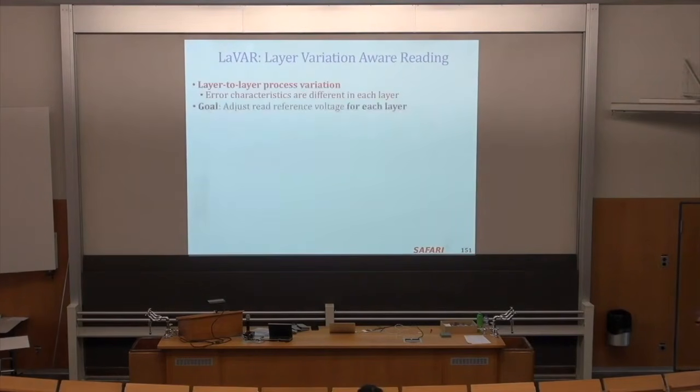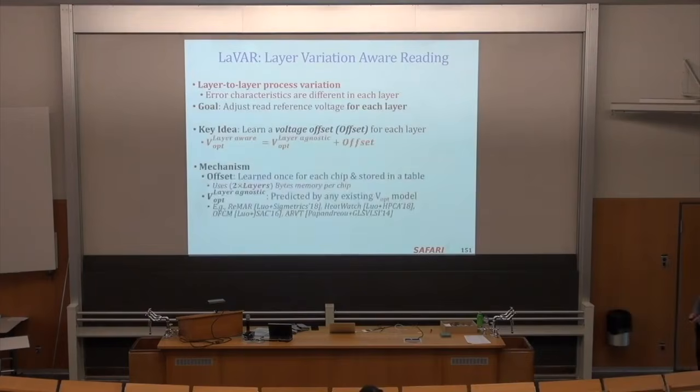Okay, we already said this. You adjust the read reference voltage for each layer, and you basically learn a voltage offset for each layer. That's the idea over here. And you can, again, read it in more detail, but you learn it once for each chip and store that offset in a table. And you can predict the layer agnostic VOPT using existing models that we've discussed earlier. And if you actually do this layer to layer aware reading, you get rid of a lot of raw bit errors. So it has a big effect, as expected, because there's a huge variation, right, between different layers in terms of error rate.